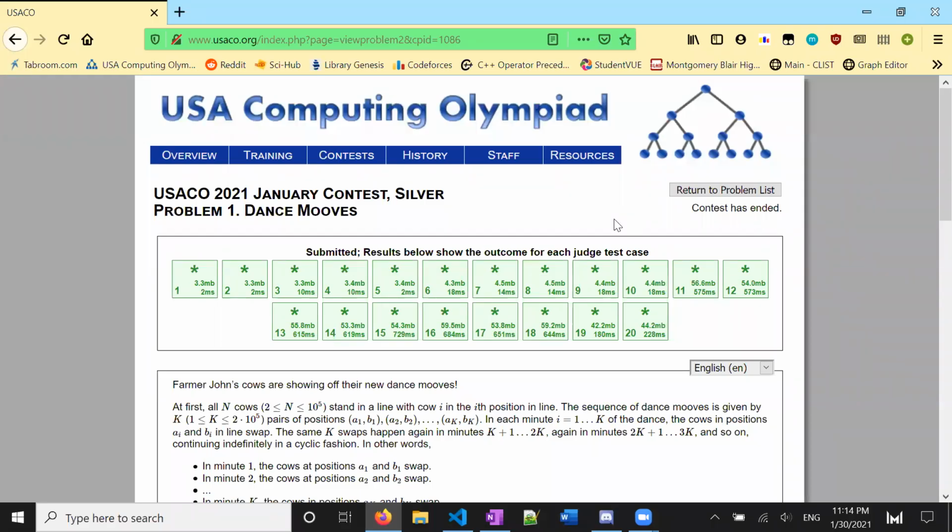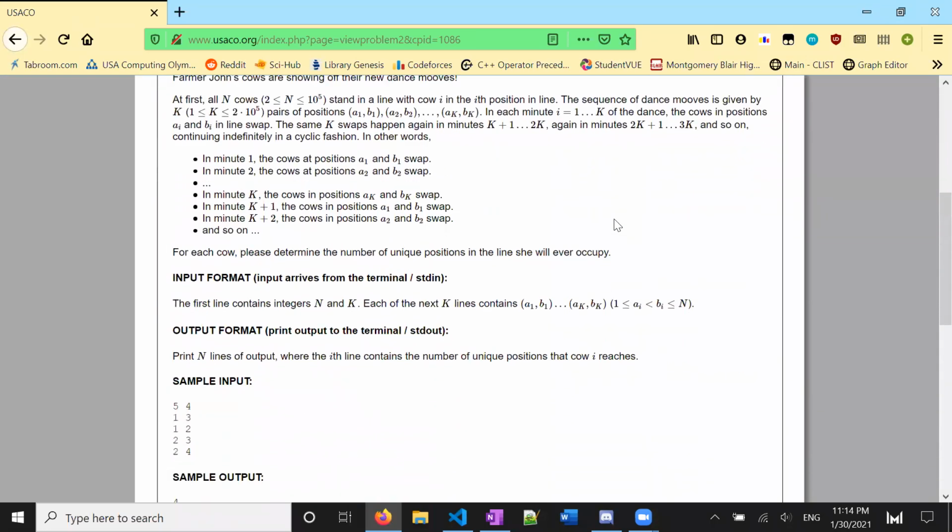Hello everyone. In this video, I will cover the first problem of the USACO 2021 January contest Silver Division. In this problem, we have n cows standing in a line, the ith cow at the ith position. And then we have a sequence of k swaps. These swaps are going to swap the cows present at two different locations at any given instance.